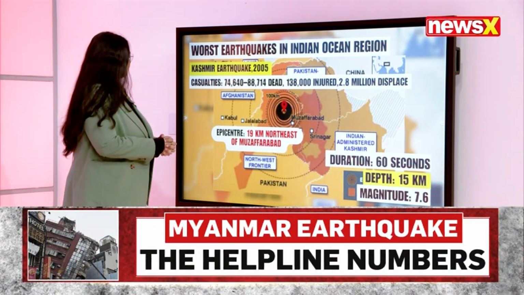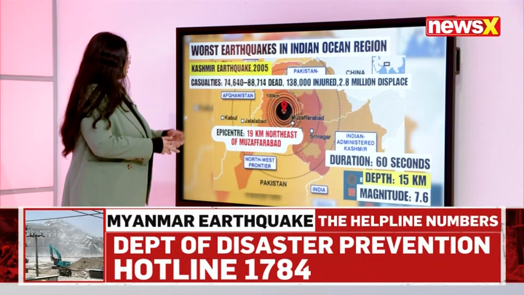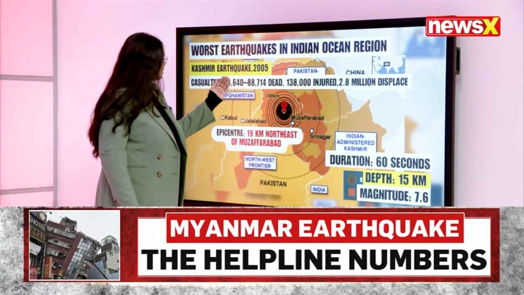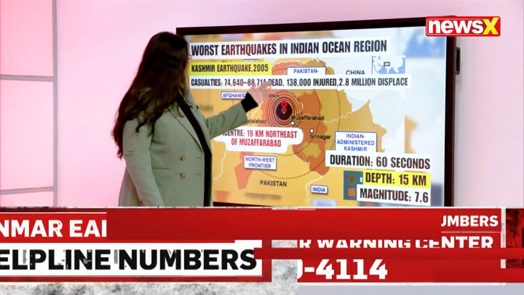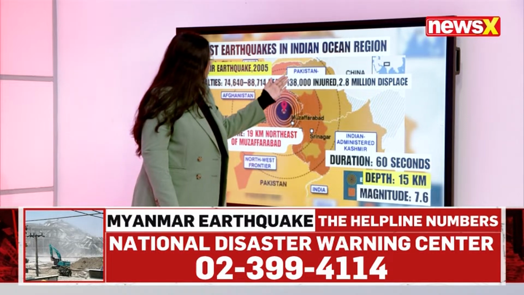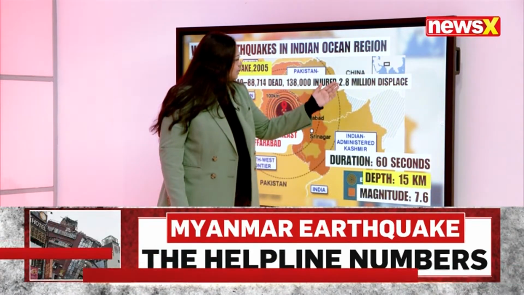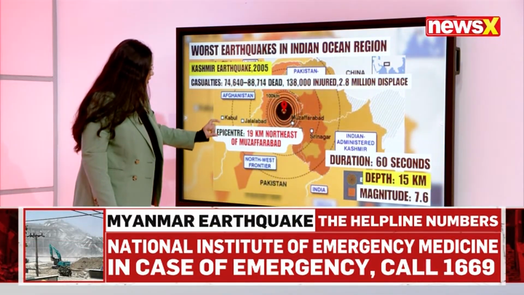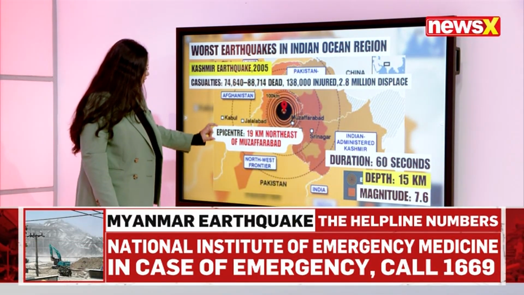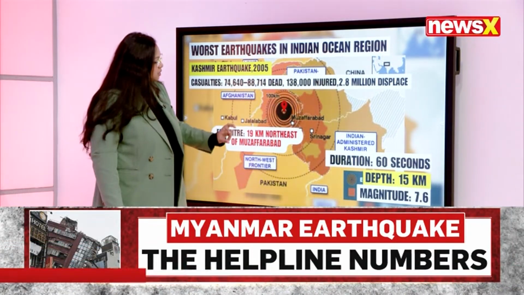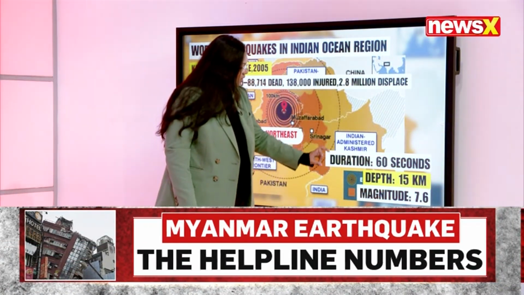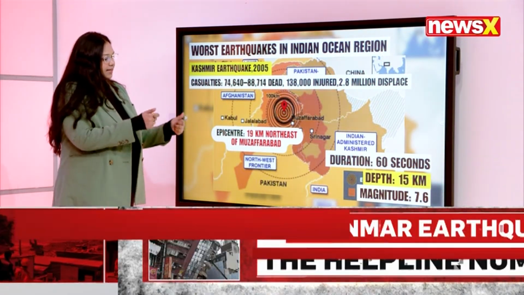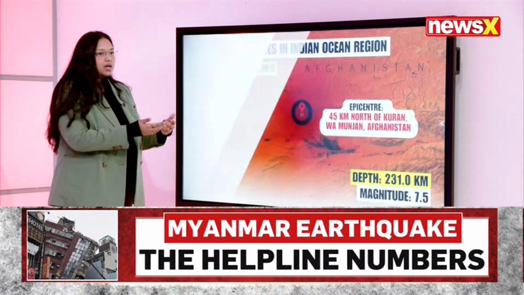Kashmir earthquake 2005, casualties 74,640 to 88,714 dead, 1,38,000 injured, 2.8 million displaced. Big numbers flashing on your screens. Epicenter 19 kilometers northeast of Muzaffarabad, duration was 60 seconds, depth 15 kilometers, and magnitude of 7.6. So just 1 point less than what Myanmar has just seen.